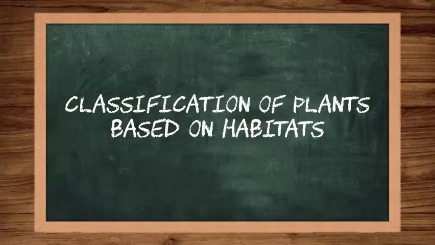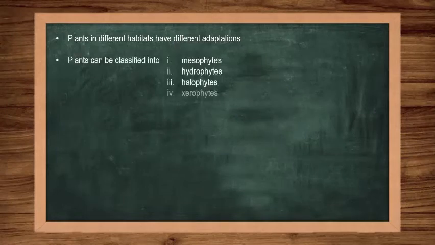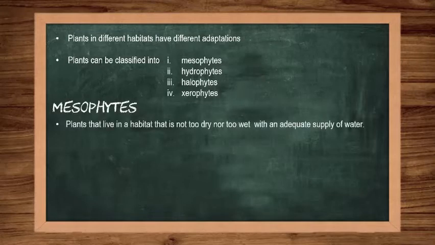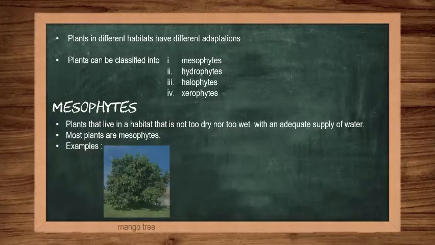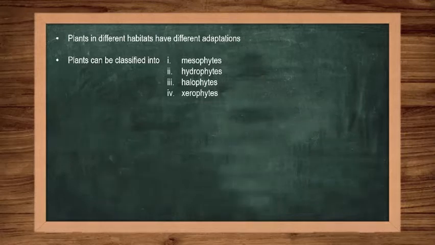Next, we go to the classifications of plants based on habitats. Plants in different habitats have different adaptations. As we know, there are 4 classifications, which are mesophytes, hydrophytes, halophytes, and xerophytes. For mesophytes, plants that live in a habitat that is not too dry nor too wet with an adequate supply of water. Most plants are mesophytes, and the examples of mesophytes are mango tree, hibiscus plant, and rubber tree.